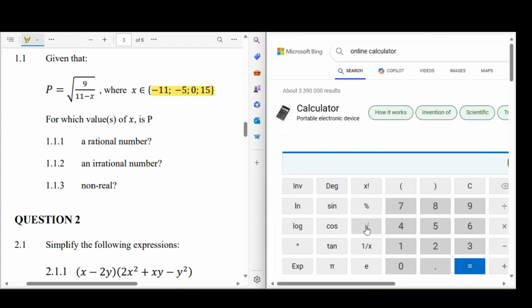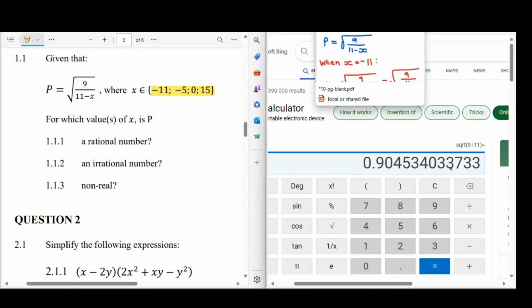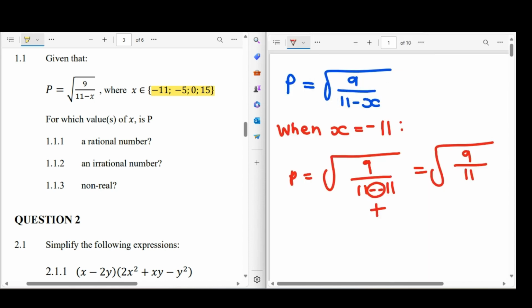So we want the square root of 9 divided by 11. That's what we are looking for. It would look different in your calculator, but let's work that out. And we get this number, 0.90453, and we can assume it just keeps going on. So let's write some of that down. 0.90453. So our value of p for this one is 0.90453, and it just keeps on going.